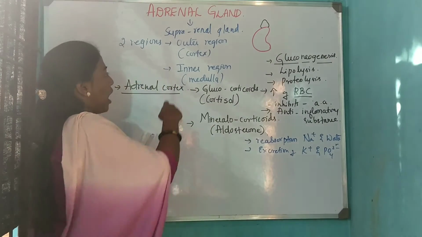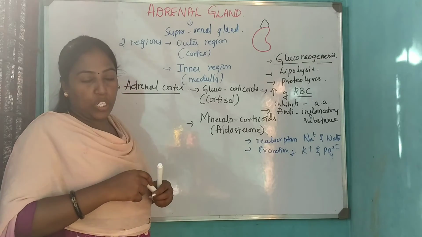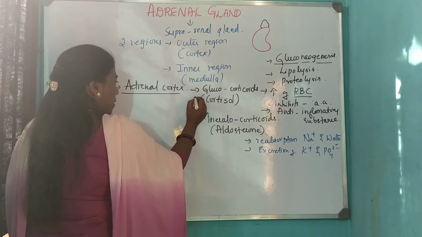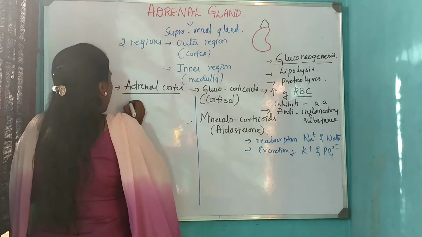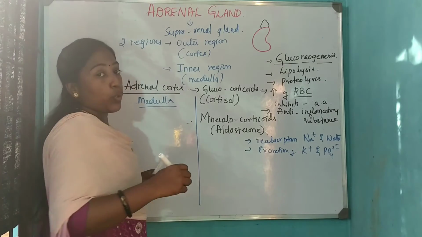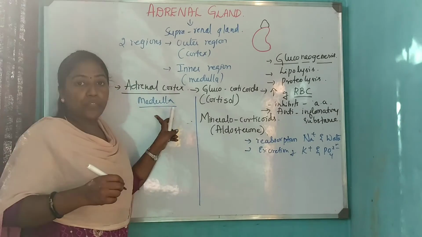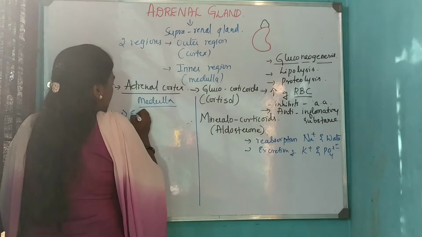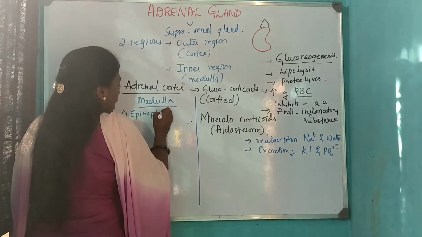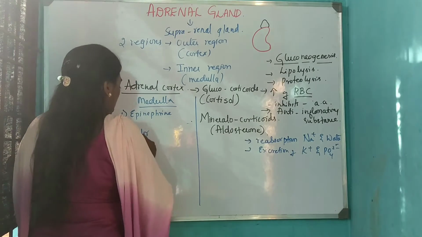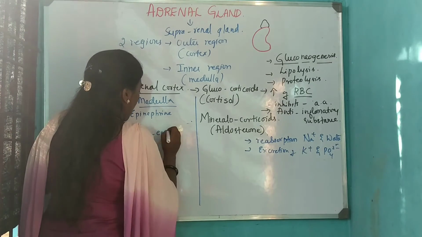Next, coming to the hormones secreted by the medulla region. Two hormones are secreted: epinephrine and norepinephrine. The first hormone is epinephrine, and the second hormone is norepinephrine.